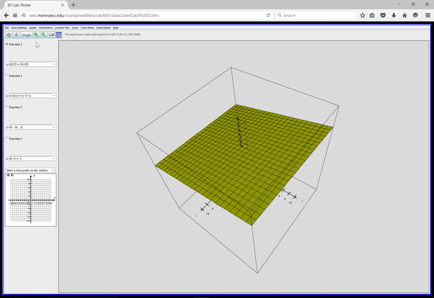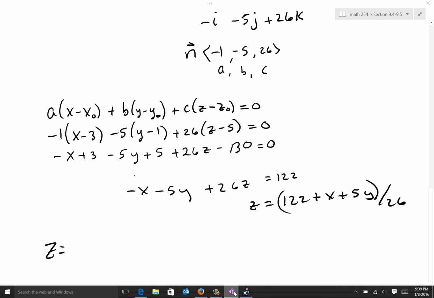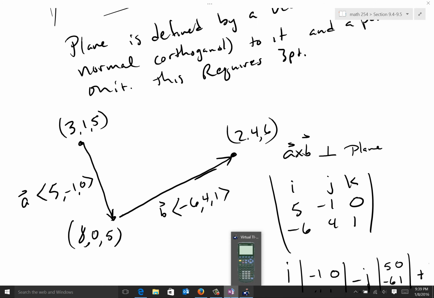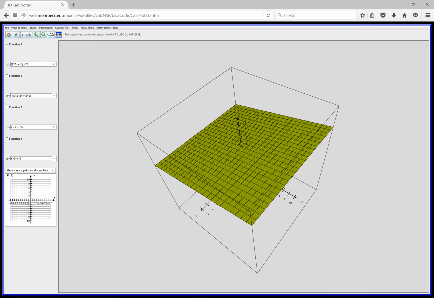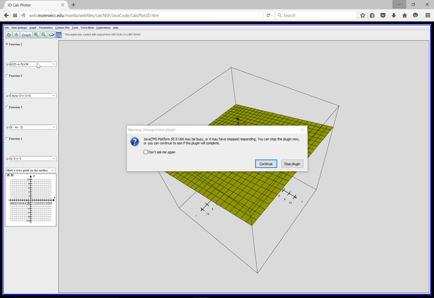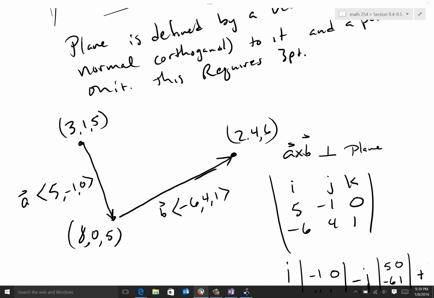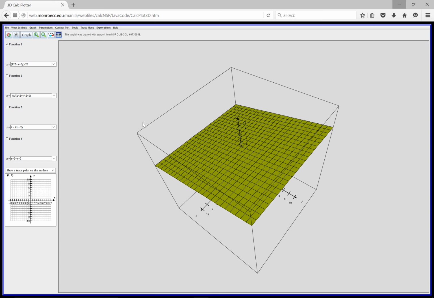But what would be even more impressive is to see if my points actually show up on that plane, because that was what was supposed to happen. So my points are 3, 1, 5. Oh, please don't do it again. It did it again. Please allow me to keep going.